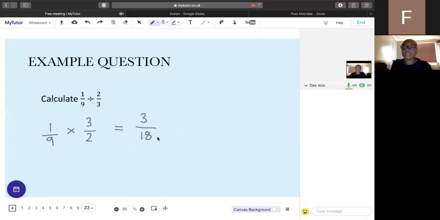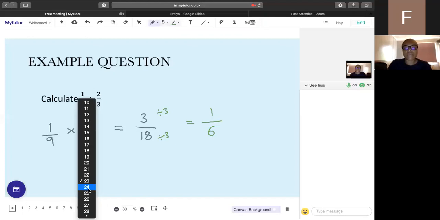And then we need to see whether we need to simplify it. Is it in its simplest form? 3 and 18, we know that they're both multiples of 3. So we can divide both the numerator and the denominator by 3. 3 divided by 3 is 1, and 18 divided by 3 is 6. So our answer would be 1 over 6. 1 over 9 divided by 2 over 3 would be 1 over 6. So that is everything that we're going to learn today.